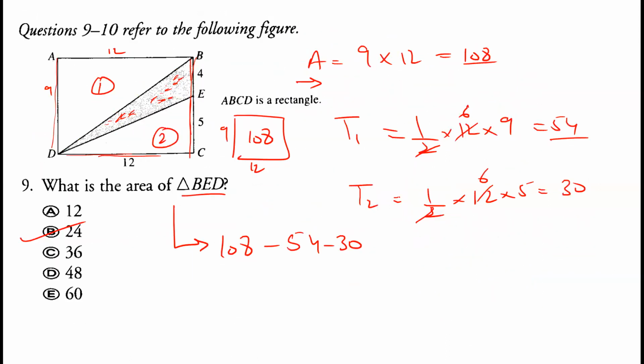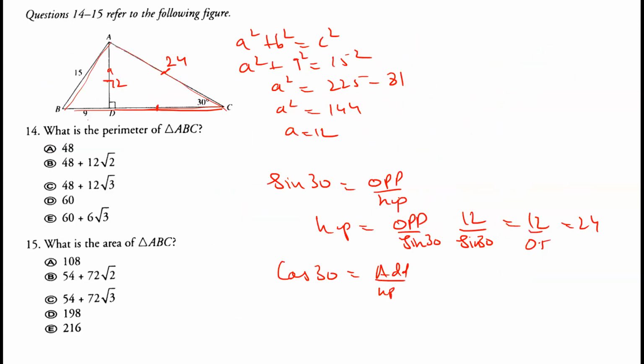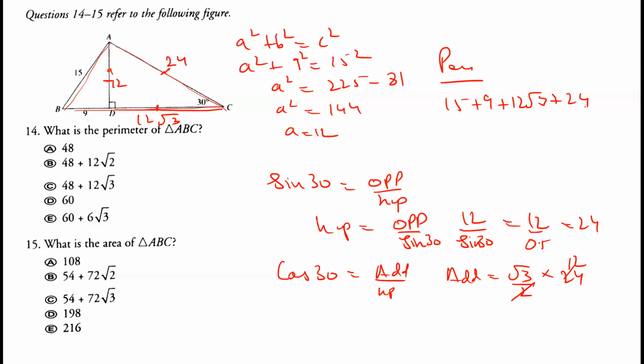So adjacent would be equal to under root 3 over 2 multiplied by 24. So this would be 12 under root 3. Now we need to find out the perimeter. So perimeter would be 15 plus 9 plus 12 under root 3 plus 24. So 15 plus 9 plus 24 is 48, plus 12 under root 3. So 48 plus 12 under root 3 is option C.